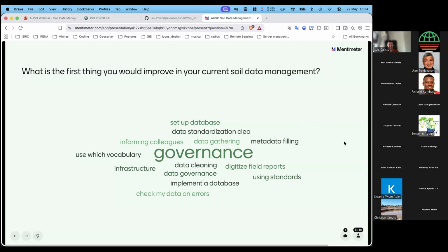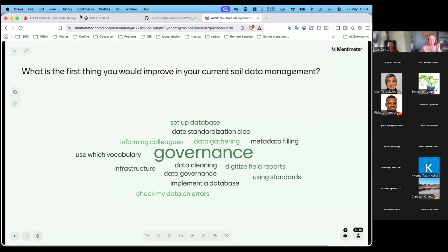I like it. I think we will keep these word clouds. I think it's quite nice. Yeah, it's lovely. Anyone wants to react? Anyone wants to say something?